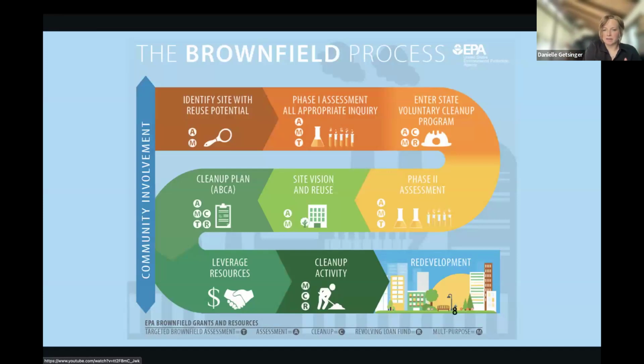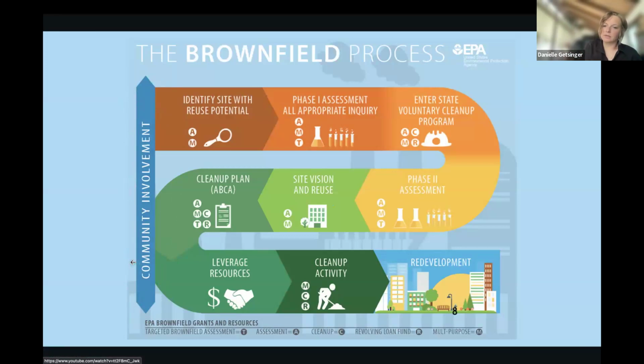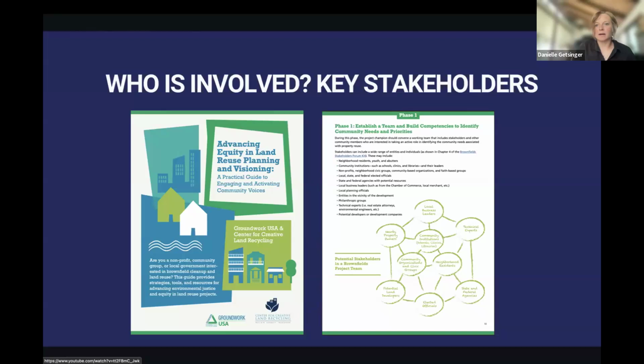And this is, I think, presented in the last webinar, and something that we're going to carry forward in this webinar: the various stages of the Brownfields redevelopment process. Note this community involvement here, especially if we're taking an environmental justice and equity lens, that carries through the entire process. And I can't emphasize that enough. CClear and Groundworks have a great guide that I have a link to in the back of this presentation.